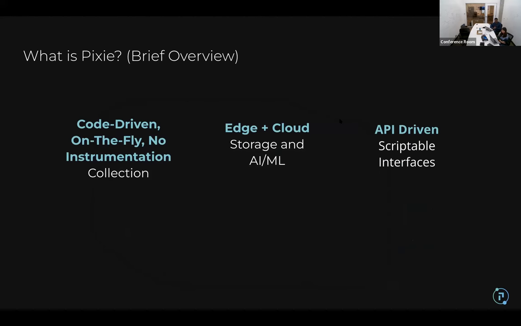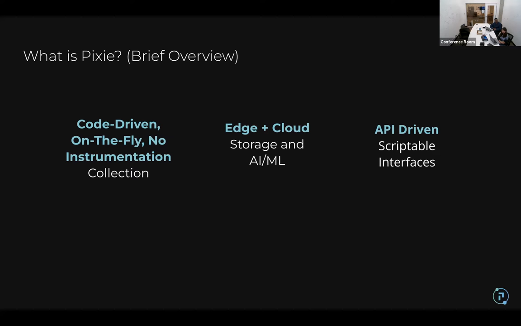We were built on three different high-level principles. The first one is that everything is code-driven on the fly, with no manual instrumentation collection. Pixie uses a language called PxL, which is basically a Pandas Python dialect, and it allows you to build data processing pipelines for data.